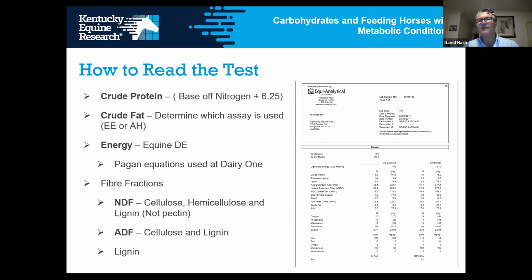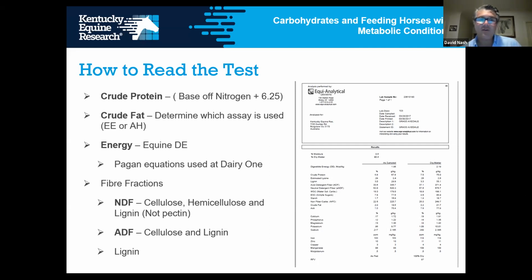So how do we read a test? Obviously, we've heard of crude protein. How we analyze that is we base it off the nitrogen level, and we times it by 6.25. There's a couple of different ways that we can determine our fat level, and this will vary greatly with our pastures or our hay. We'll also see equine digestible energy, which Beck will talk a little bit further on before.